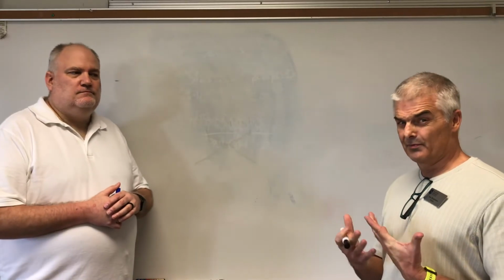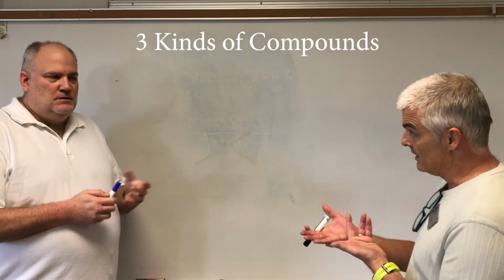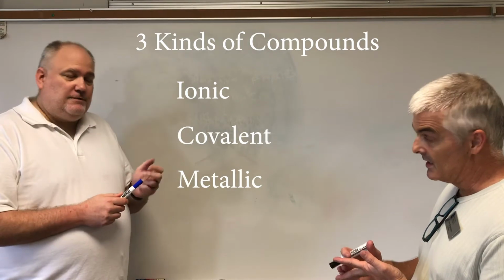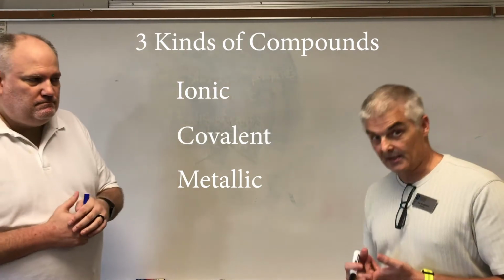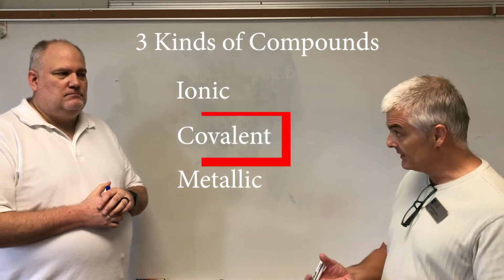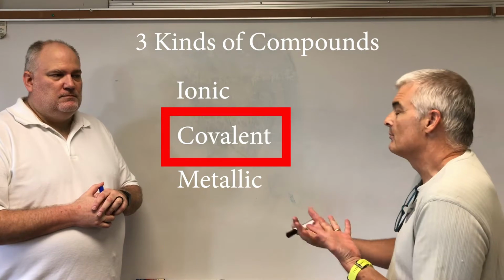Recall, it might seem like a long time ago, we were learning there's three kinds of compounds. There's ionic, covalent, and metallic. We've been focused on learning how to name ionic compounds, but now we'll learn how to name molecular compounds, or covalent compounds, that same thing. So what is a covalent compound? Can you remind us of what that is?